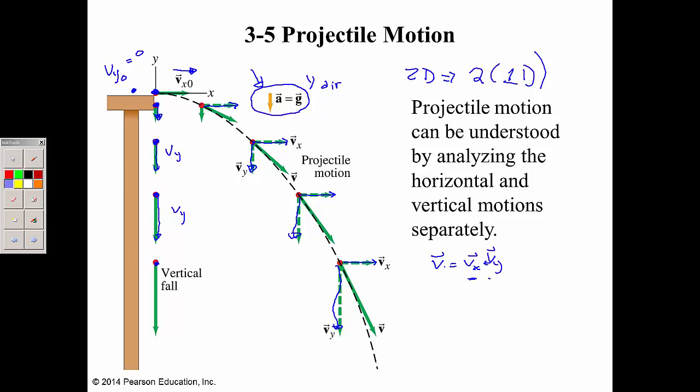And again, the x doesn't change. The y accelerates downward due to gravity. The velocity changes. So our total velocity becomes larger and larger.